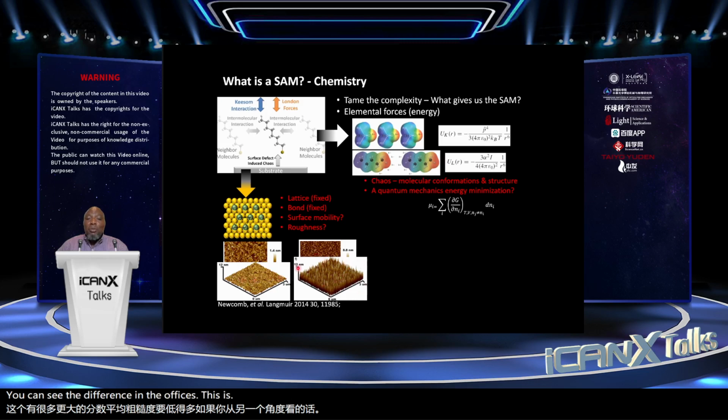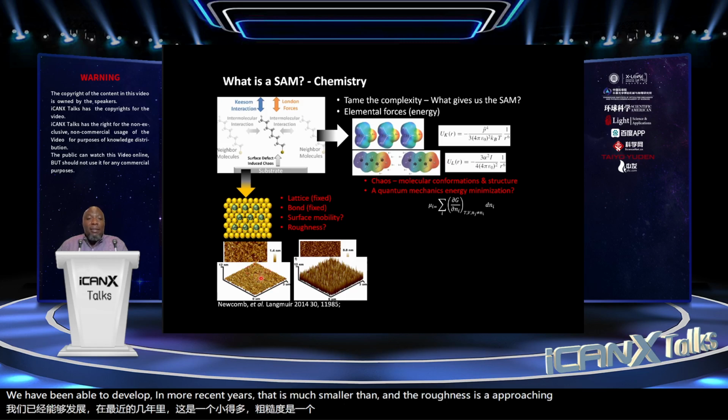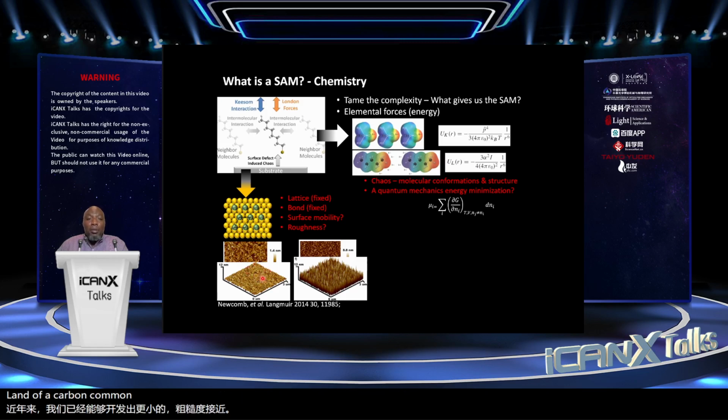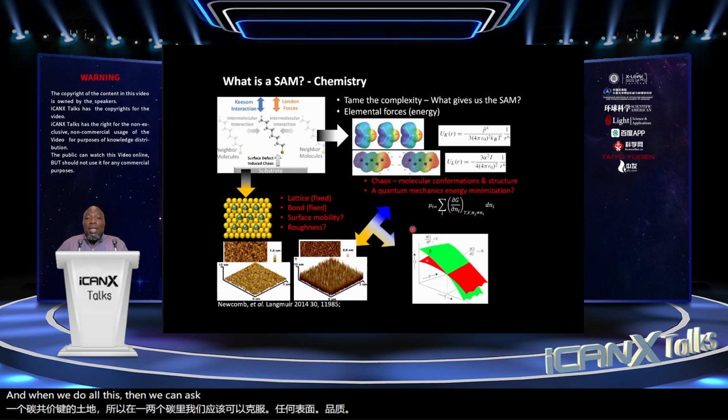This is very similar to what was used in the 90s. This is what we have been able to develop in more recent years that is much smoother, and the roughness is approaching the length of a carbon-carbon bond. So within 1 or 2 carbons, we should be able to overcome any surface asperities. And when we do all this, then we can actually bring free energy as a tool to understand what is happening in the monolayers.